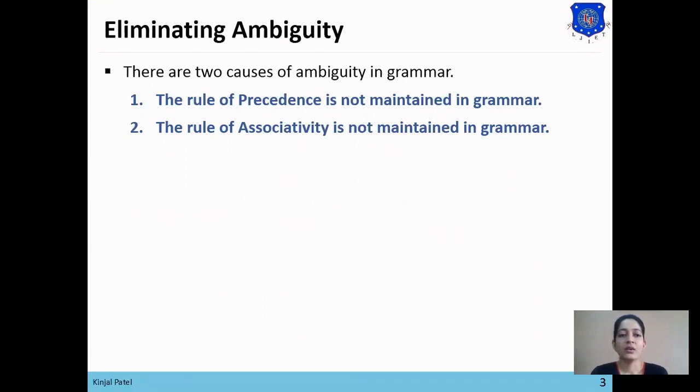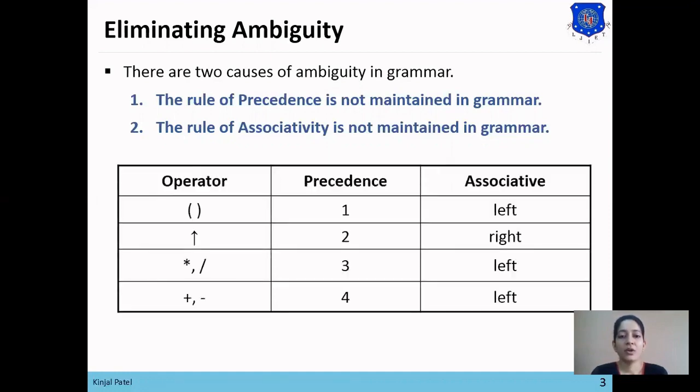Whereas the rule of associativity says that if there are two operators with the same priority, and the operator is left associative, then our grammar should be left recursive. And if the operator is right associative, then our grammar should be right recursive. Meaning if the operator is left associative, then our parse tree should grow from the left side only, and if the operator is right associative, then our parse tree should grow from the right side only.